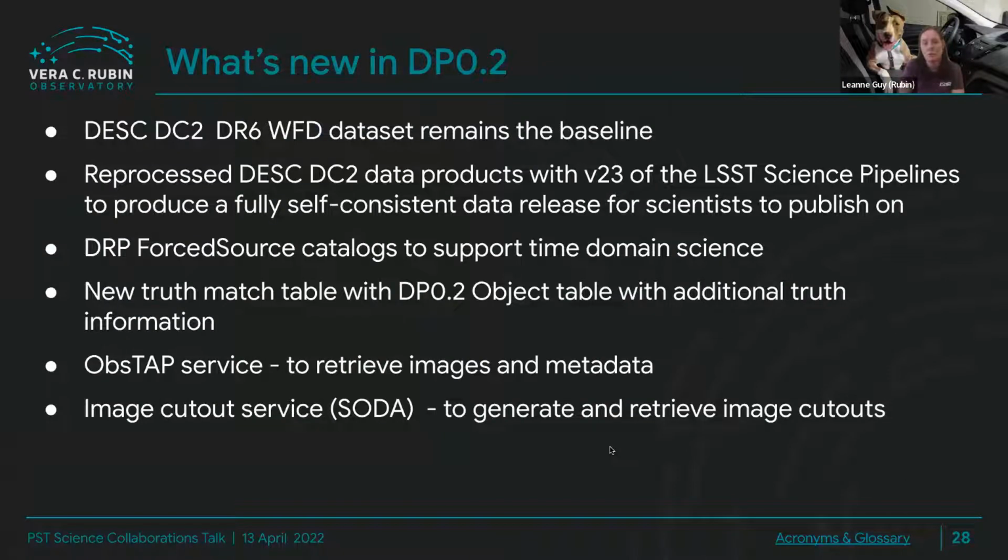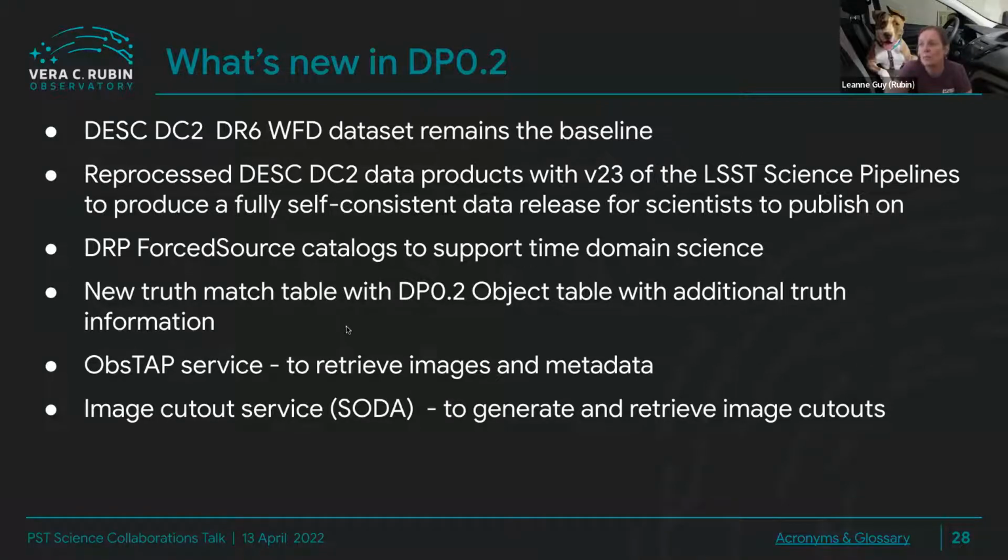What's new in DP0.2? I'll just finish with this slide. So DP0.2, we are reprocessing the same data set that we served in DP0.1. So you'll be able to compare the DESC processed data products of version 19 of the science pipelines with what's going to come out with version 23. This will produce a fully self-consistent data release for scientists to publish on, as was the original DESC processing. Additionally, we will have the forced source catalogs to support time domain science. This is something that was missing in DP0.1, which I think people were quite disappointed by. So we're preparing ourselves for an onslaught of the time domain community.